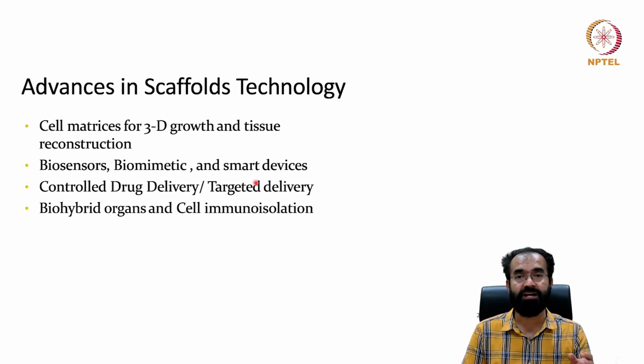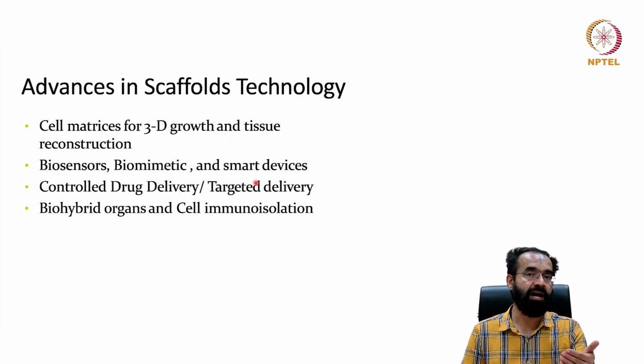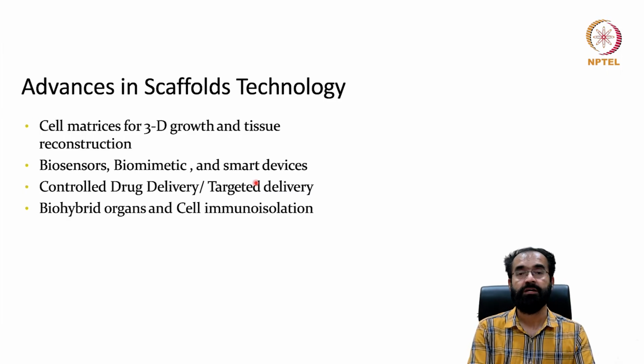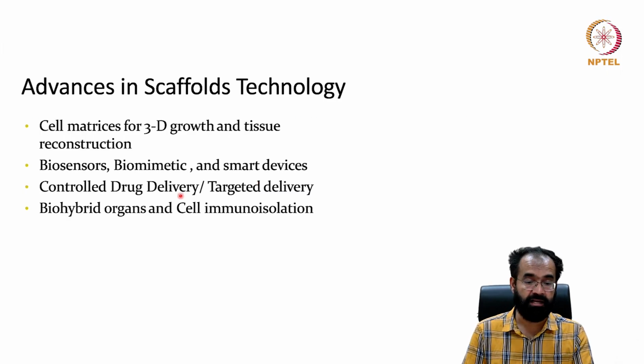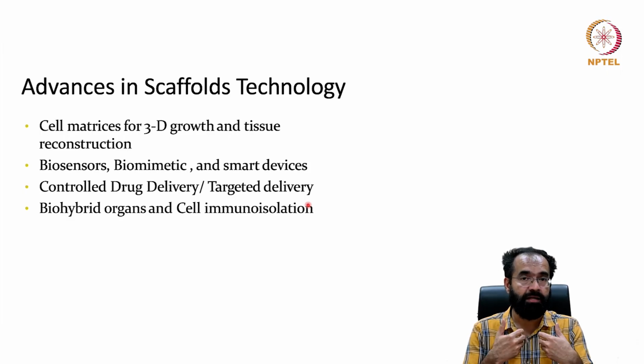Biosensors, biomimetic and smart devices should have unique properties. Like I mentioned about the heart valves, they should not cause any blood clotting or inflammatory response in the heart tissue because of the valve being implanted. So these things have to be taken care of. Then controlled drug delivery and targeted delivery. When you are putting some drug into the animal, even while making this tissue, we don't want the scaffold to block the entry of the drug, or the exit of any biologically degraded material. This all comes under biocompatibility.